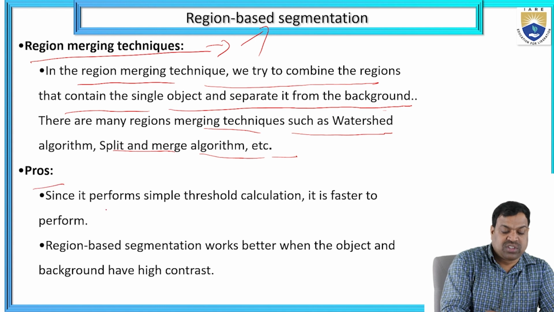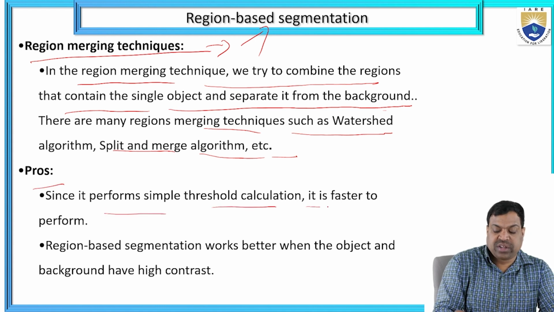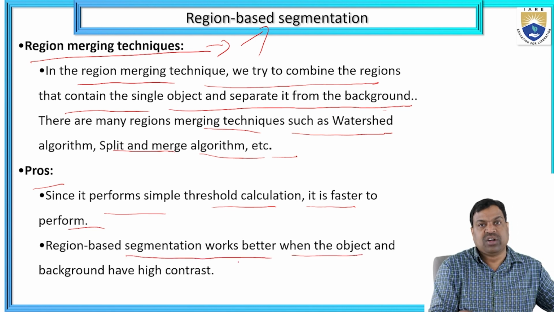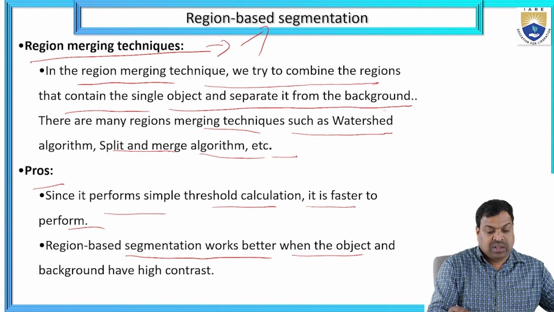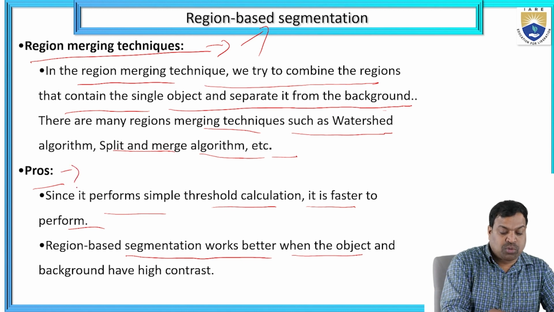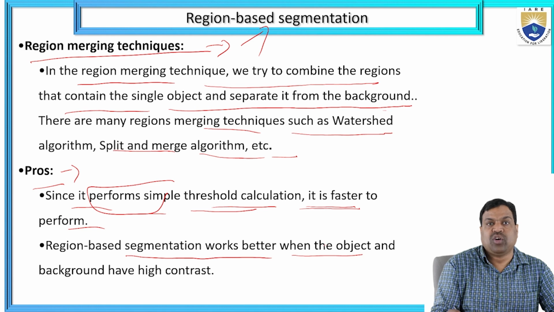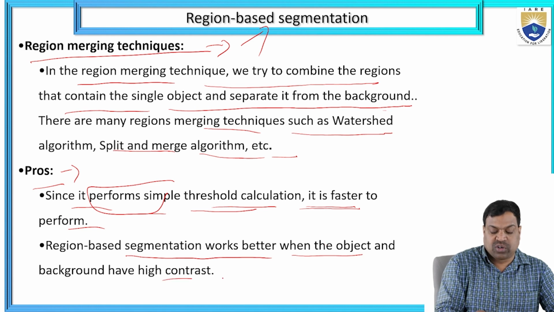So what are the pros? It performs simple thresholding calculation, and it is faster to perform. Region-based segmentation works better when the object and background have high contrast.